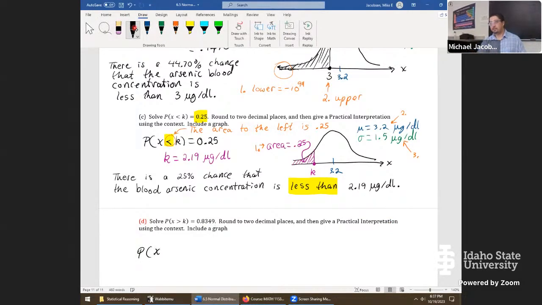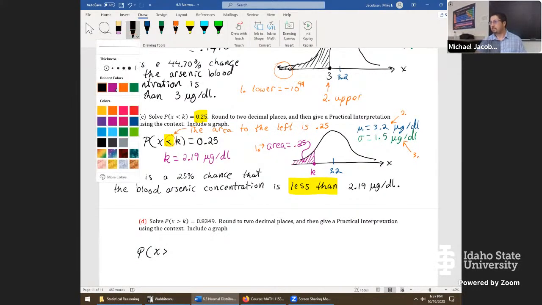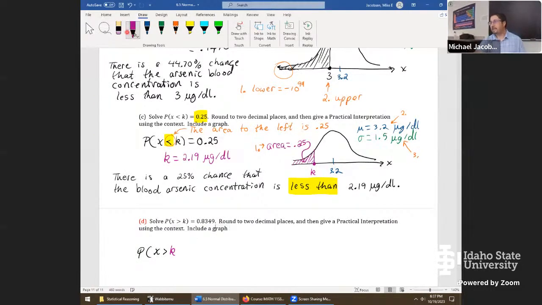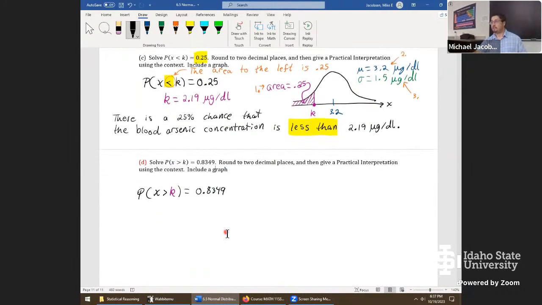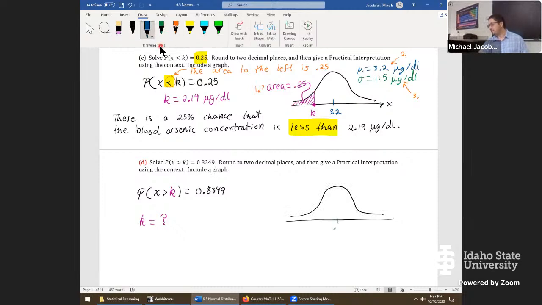Let me just recopy it so we can use our own handwriting on this. Probability X greater than K, this is the value we're trying to solve, equals 0.8349. Now, here's the way I would typically answer this kind of question. First, let me put down a personal reminder that we need to come back and fill in the value of K, but let's now throw down a graph much like the one above. That one is a slight improvement, but not by much. Let's put in the center because that's always a good check on our work.